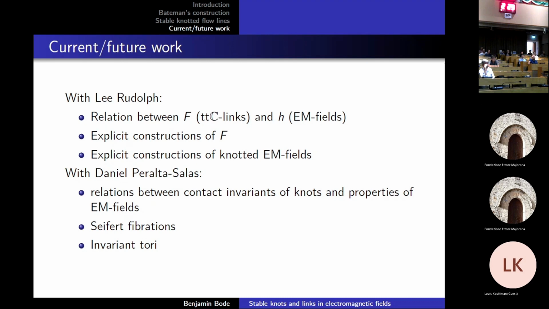And together with Daniel Peralta-Salas, we were looking at relations between link invariants that come from contact topology and properties of the electromagnetic field. In particular, we found that the field can be non-vanishing if and only if the corresponding link has a 0 rotation number, which is a contact invariant. We're also looking at Seifert fibrations, so these would be generalizations of Rañada's Hopfion. And we're also looking at the possibility of getting invariant tori of these electric or magnetic fields.